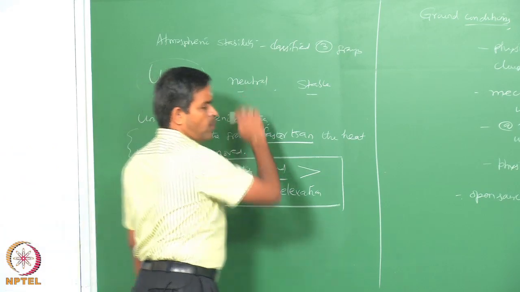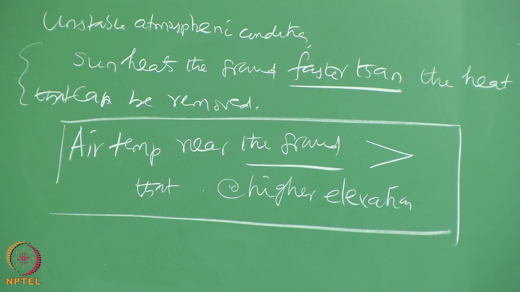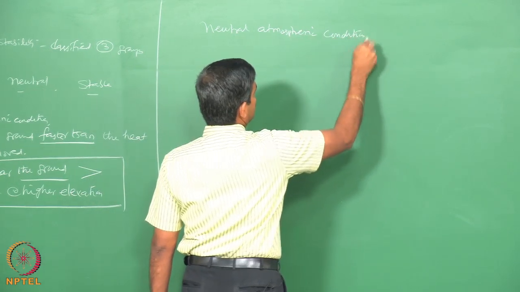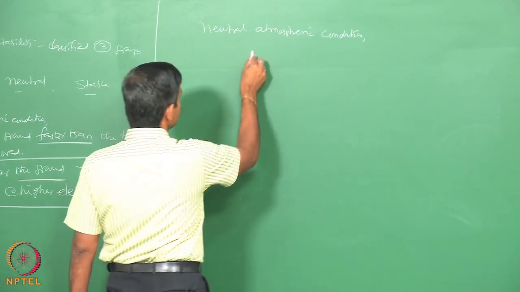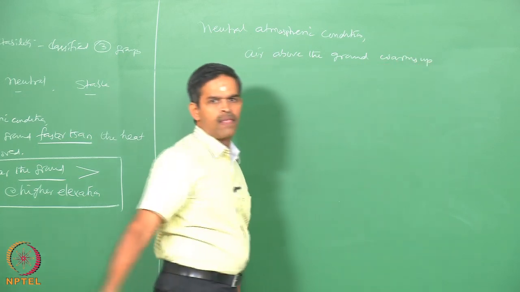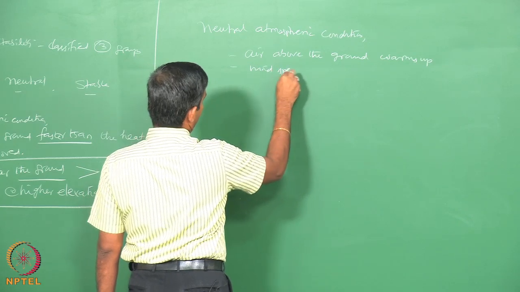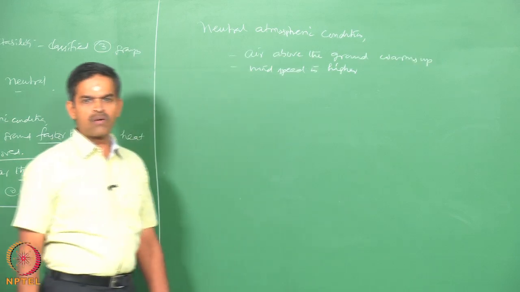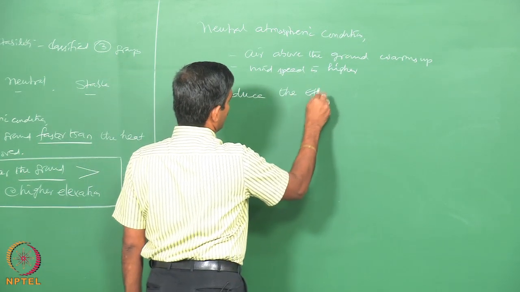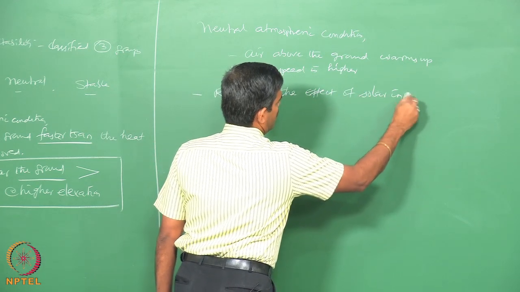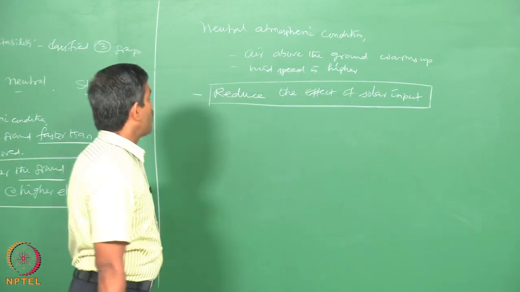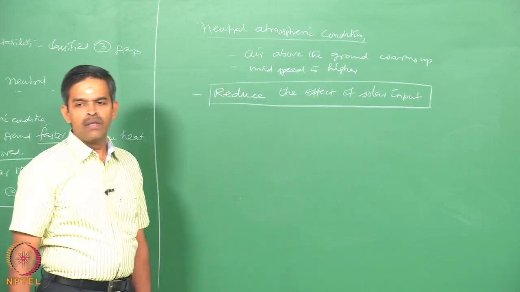Now, under the neutral condition, the second one, under the neutral stability class or neutral atmospheric condition, air above the ground warms up and wind speed is increased. What is the consequence of this? This will reduce the effect of solar input, which should be considered in the dispersion model. So, that is a consequence one should account for when looking at a neutral atmospheric condition where you are going to apply your pollution model.